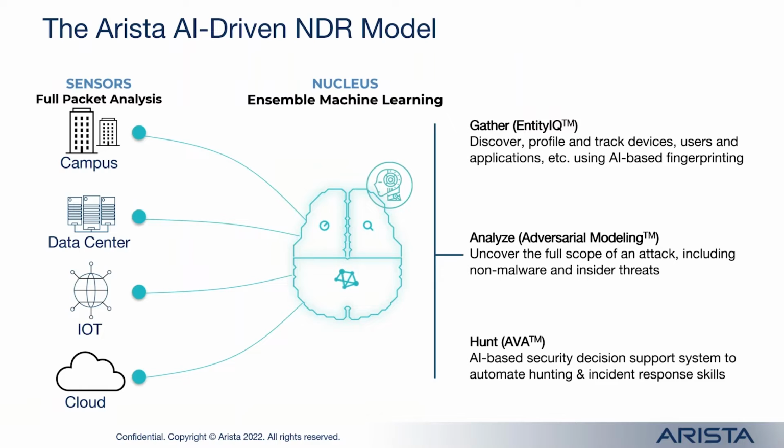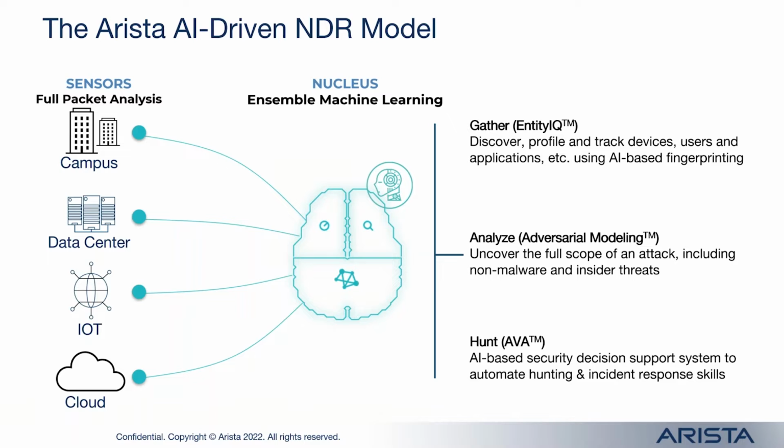So let's jump a little bit deeper into the NDR platform. So as you might expect, the solution really has two key components, right? So we've got the sensors and the nucleus. The sensors sit right behind the DMF or the network packet broker solution that we talked about. They can also sit in the cloud. They can sit on your VMware infrastructure.